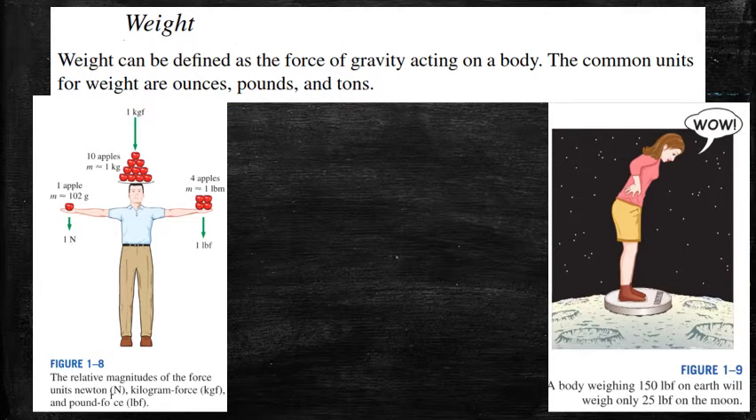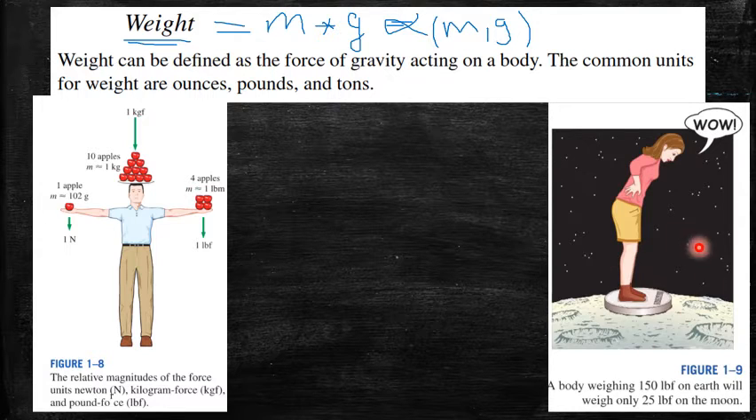Another derived unit is weight. The weight equals mass times gravity, m times g. So it's a function of both mass and gravity. That's why the weight, like the figure here, the weight on the moon is 1/6 of the weight on the Earth. So if a female's weight was 150 pound force, it will be equal to 25 pound force on the moon. Why? Because as we mentioned before, it's a function of the gravity.